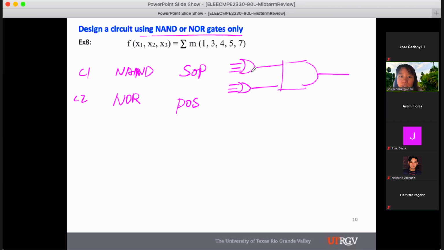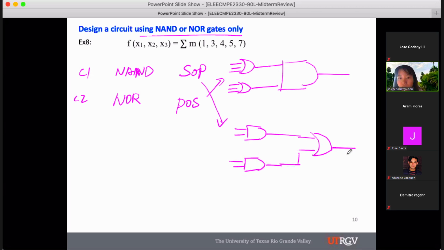Sorry, this is actually POS. SOP means you have some AND gates first. Let's assume you have 2 AND gates here, then you end up with an OR gate. This is your SOP direct implementation. Now you need to use NAND, so you put a bubble here, and a bubble here, and here. And this one equals NAND. That's how you do it.